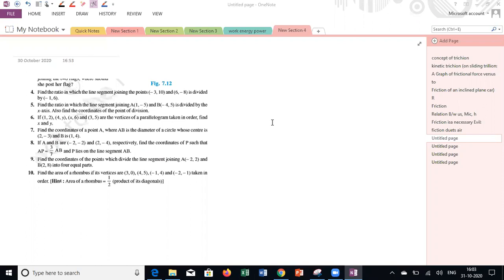So the midpoint of both the diagonals is the same. Midpoint means how to do the midpoint? You should not use the midpoint formula. Keep it in mind. You have to use the section formula. Okay, sir.